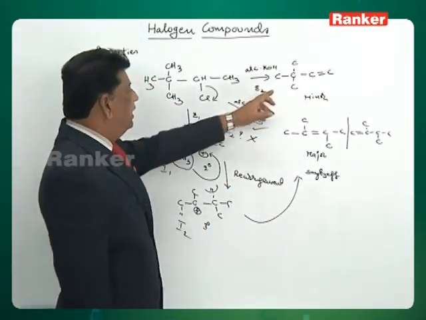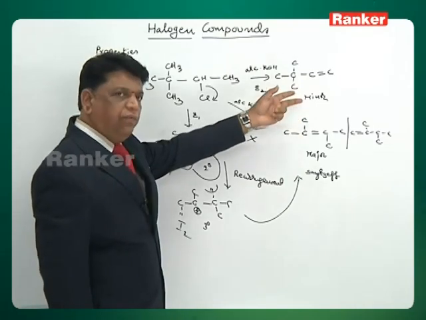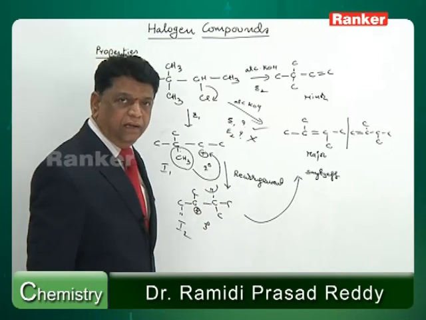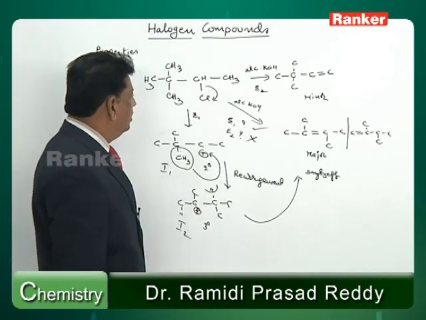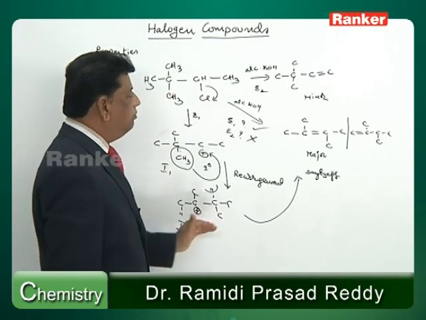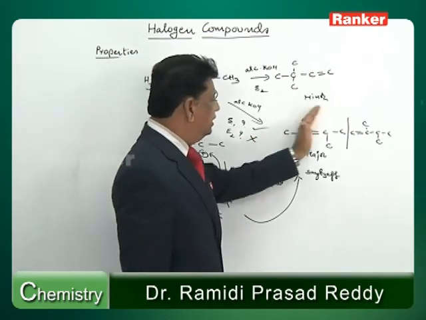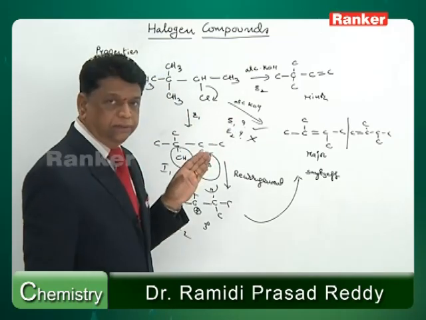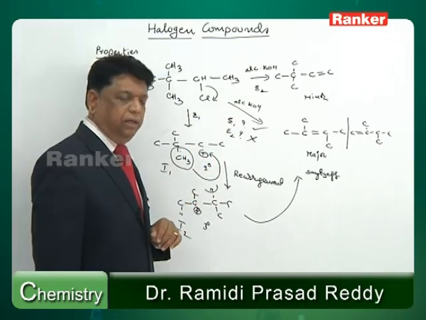If it is given like this, for which you can propose either E1 or E2, there is no betterment in the intermediate stabilization and all that. Therefore, E1 mechanism is the right answer. If it is given like this, it should be E1 because we are claiming rearrangement.